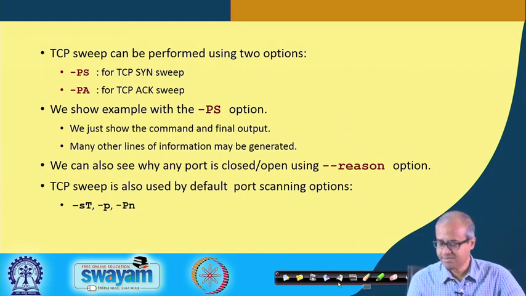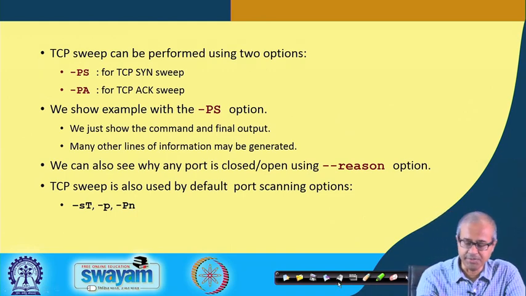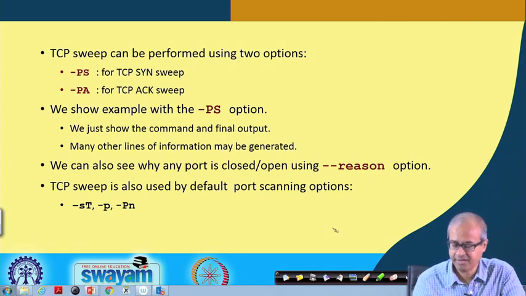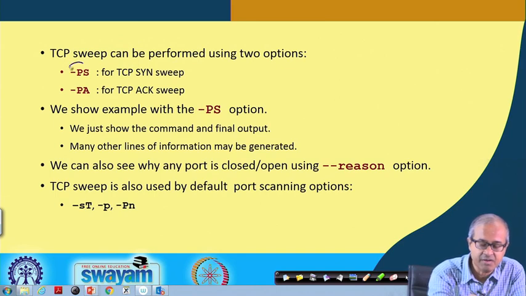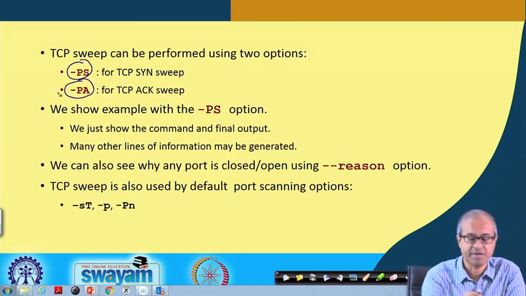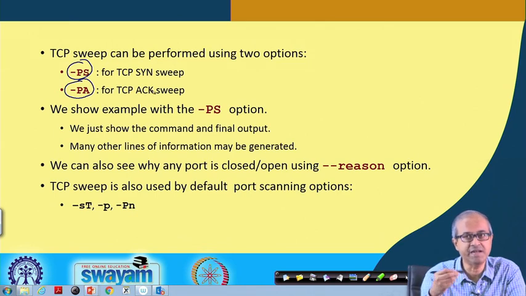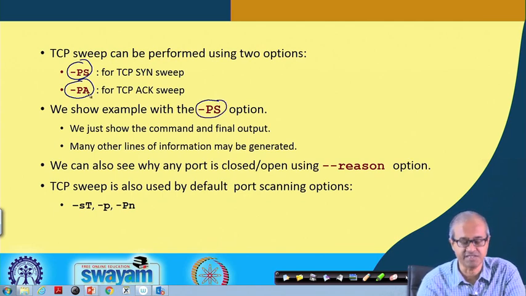So, for TCP sweep, there are two different options you can use. Minus PS or minus PA. Minus PS is used for TCP SYN, it will be sending a TCP SYN packet, minus PA will be sending a TCP acknowledgement packet. We will show some examples with the minus PS option, minus PA will be very similar.